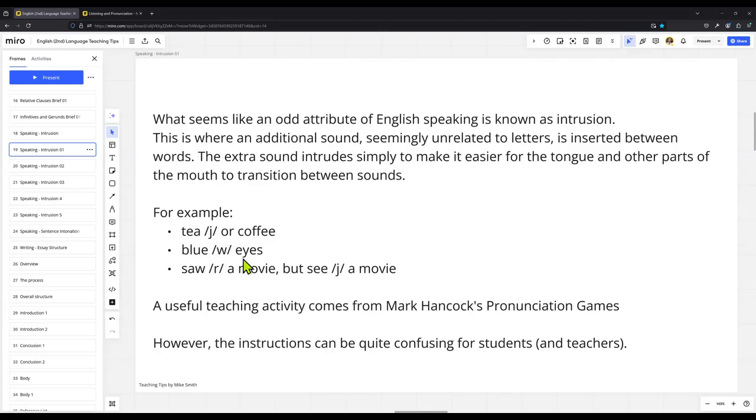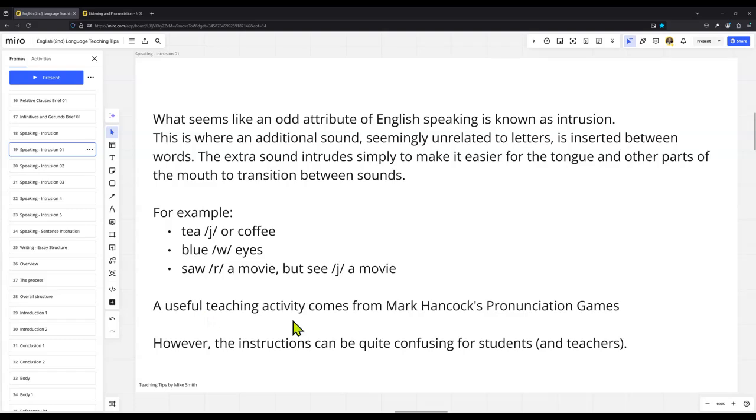Blue eyes, blue eyes. So this w sound is inserted, and both of those are confusing. But look at these two. "See ya." So there's a y sound there. But if we use the word "saw a", there's an R sound in there, and it's super confusing because the letter W is replaced by the sound of an R.